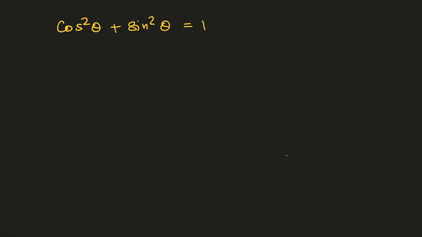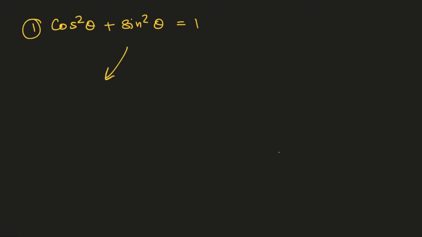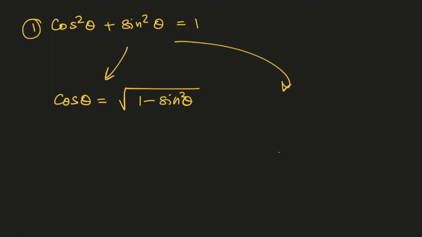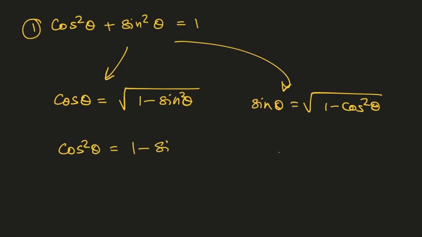So this is the primary identity we have seen. Let's see how this could be rewritten in different ways. For example, first of all, you can rewrite this expression as cos theta is equal to root over 1 minus sine squared theta. Another way to rewrite this is sine theta is equal to root over 1 minus cos squared theta. Another way to rewrite this is cos squared theta is equal to 1 minus sine squared theta.